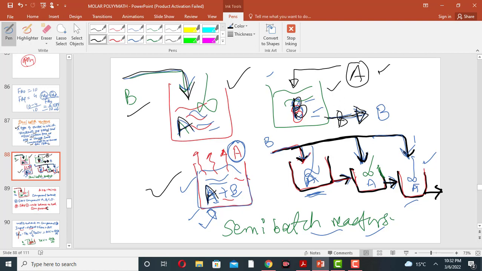A and B are present in the system. Suppose component A is more volatile. If we give some heat to the system, then after a certain time component A will be removed from the system.